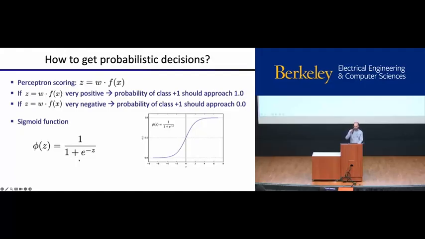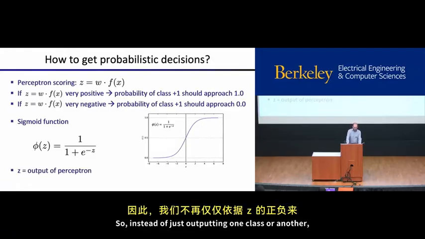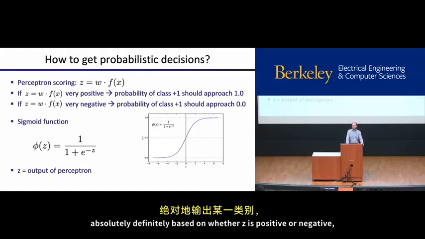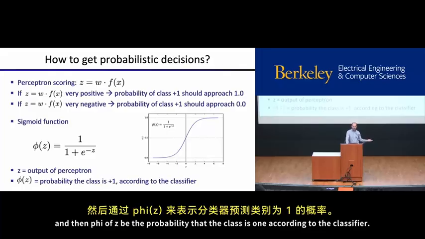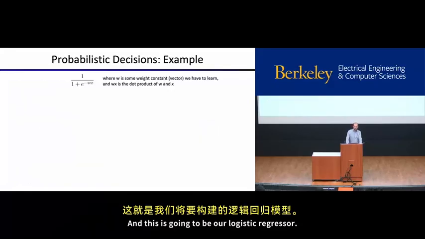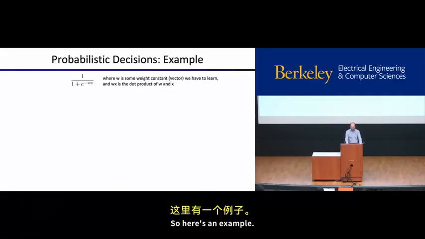So instead of just outputting one class or another, absolutely, definitely, based on whether z is positive or negative, what we'll do instead is have z be the output of the perceptron, same as before, and then phi of z be the probability that the class is 1 according to the classifier. And this is going to be our logistic regressor. So here's an example.